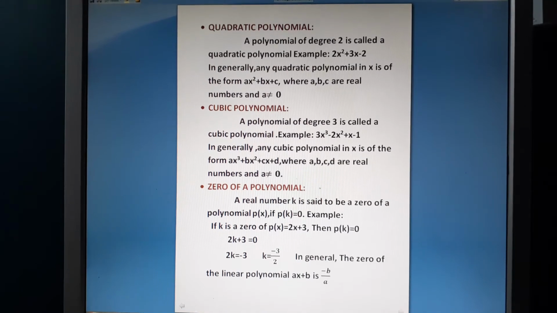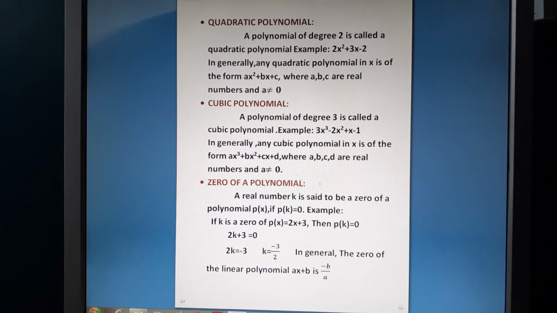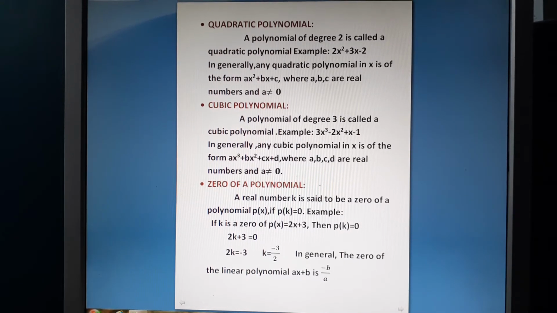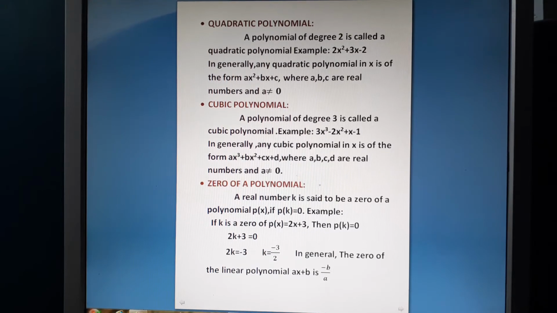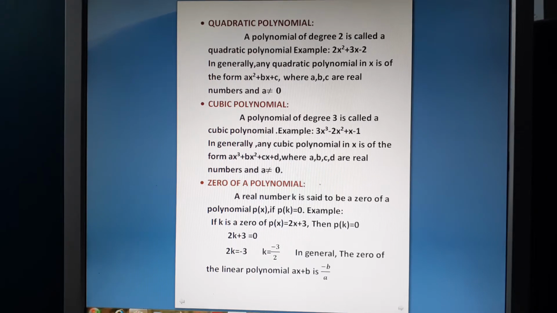In general, any quadratic polynomial in x is of the form ax square plus bx plus c, where a, b, c are real numbers and a is not equal to 0.